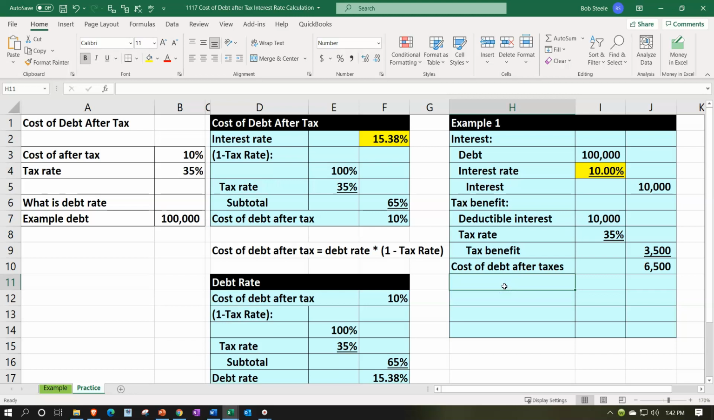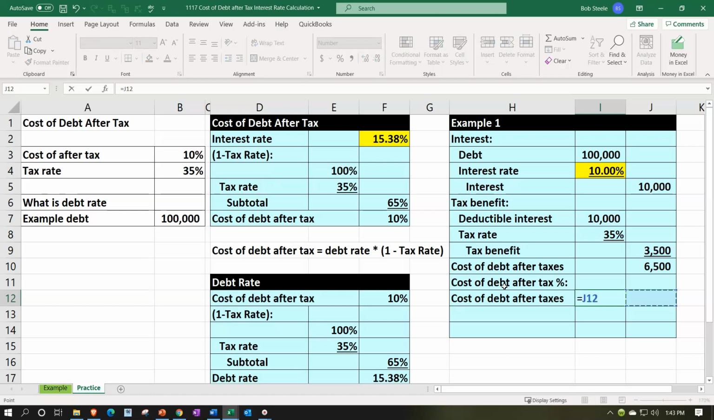So then if we wanted to calculate our percent cost of debt after taxes in a percent format, cost of debt after tax percent then is going to be, let's make this a percent, the cost of debt after taxes, which is going to be that 6.5 compared to the debt itself, which is the 100,000. And then we'll divide those out. This is the cost of debt after tax percent. And then I'm going to get rid of the colon on the end here.